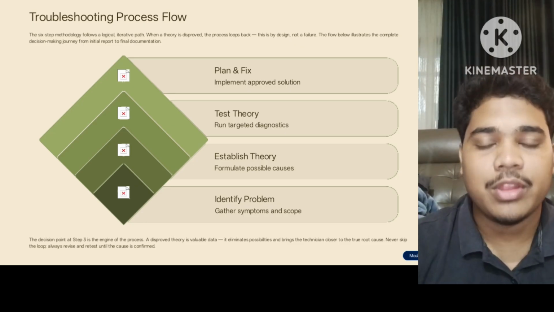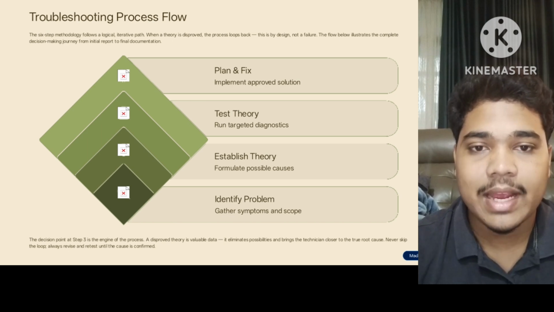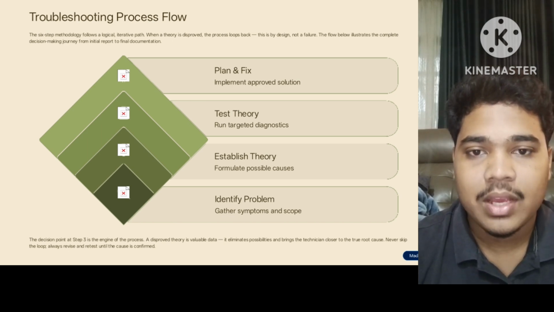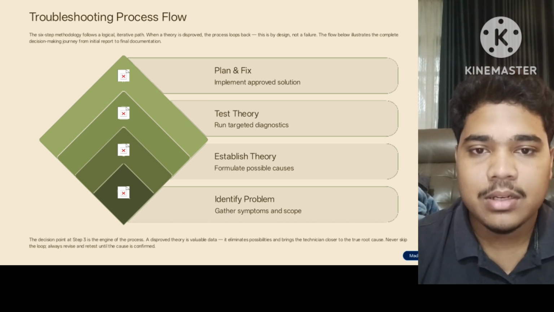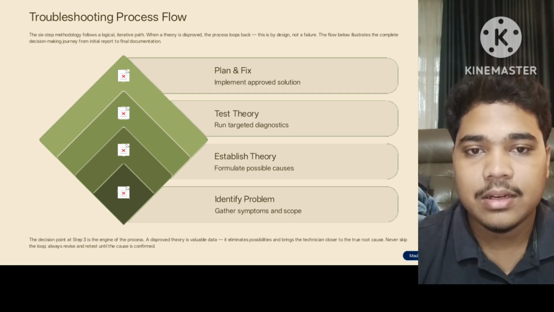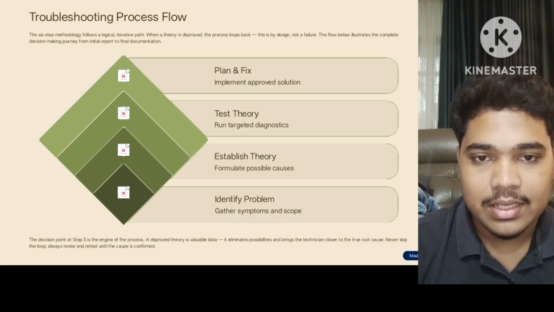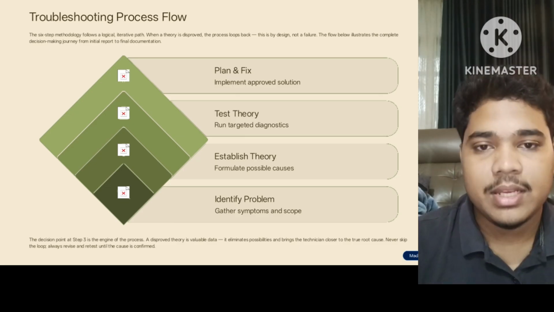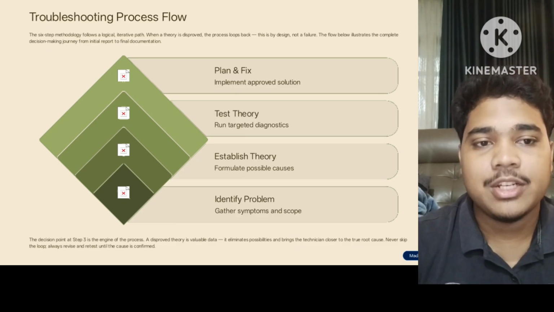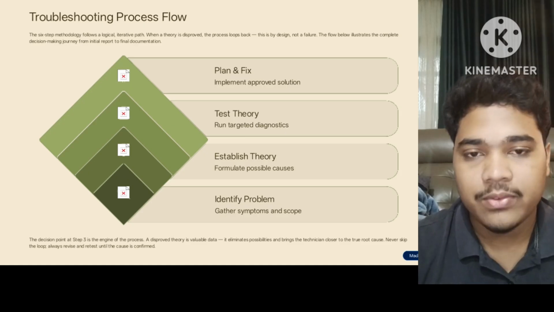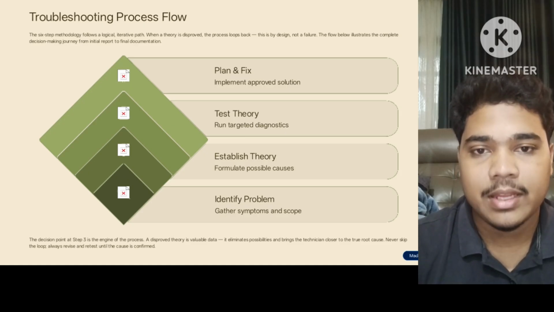Next, we test our theory by checking connections and reinstalling drivers. After that, we implement the solution such as replacing the cable or updating the driver. Finally, we verify the printer is detected and working normally. This process helps ensure the problem is solved effectively and prevents it from happening again.